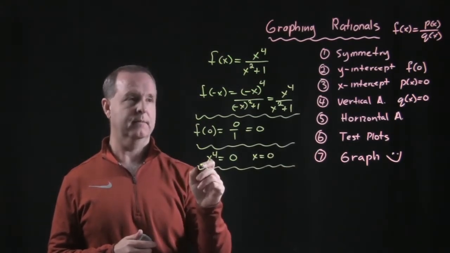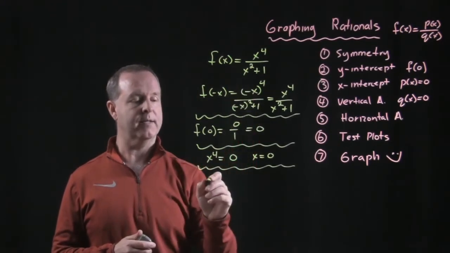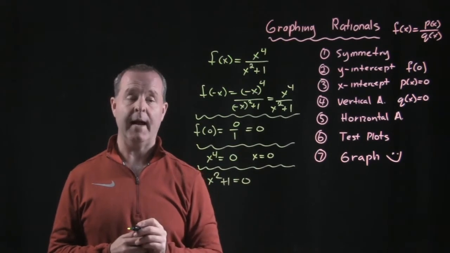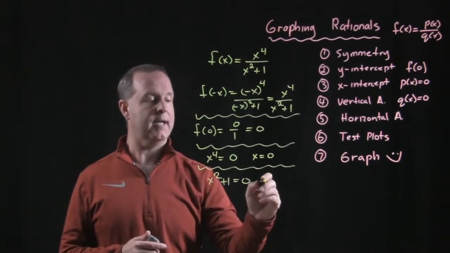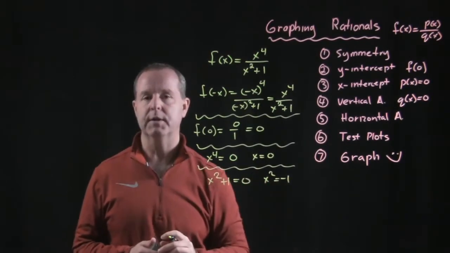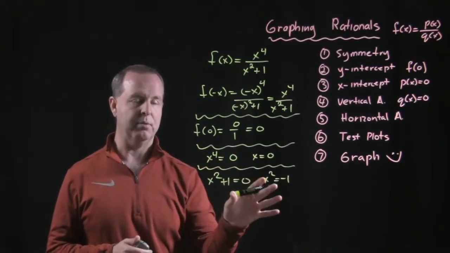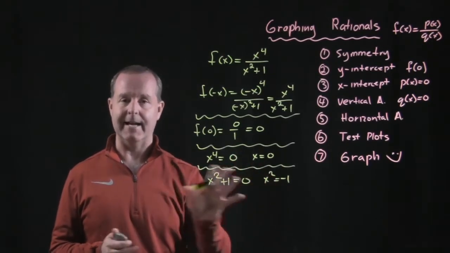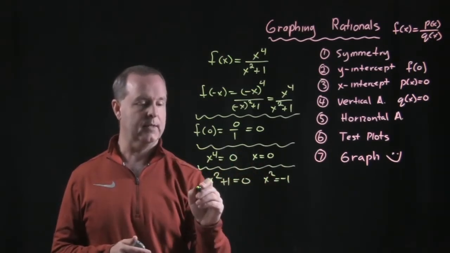Vertical asymptotes. The denominator, x squared plus 1. Where does that equal 0? This doesn't equal 0, because I have x squared equals negative 1. So there's no solutions in the real number plane. I have complex solutions, no real numbers. So that tells me that I have no vertical asymptote. Okay?